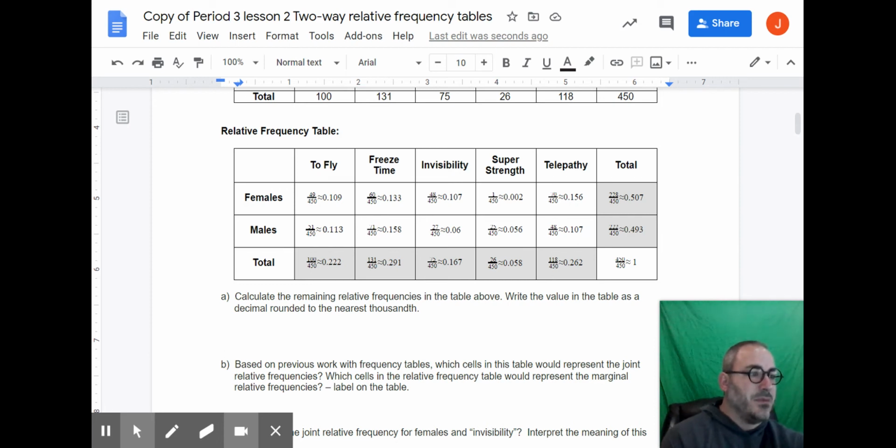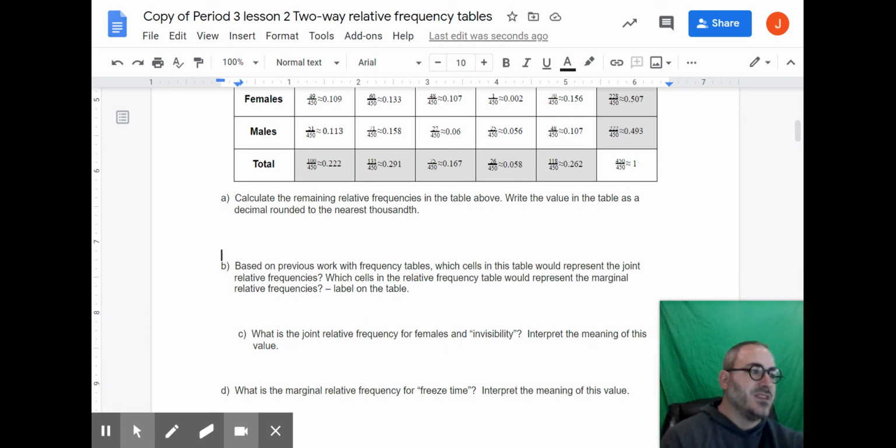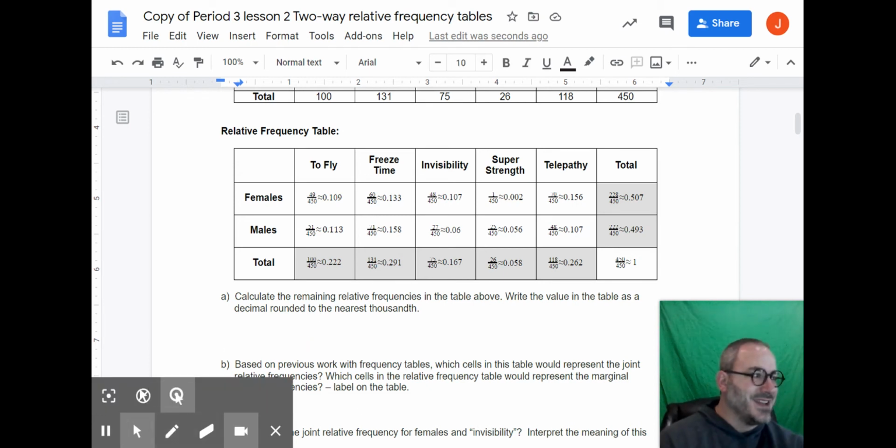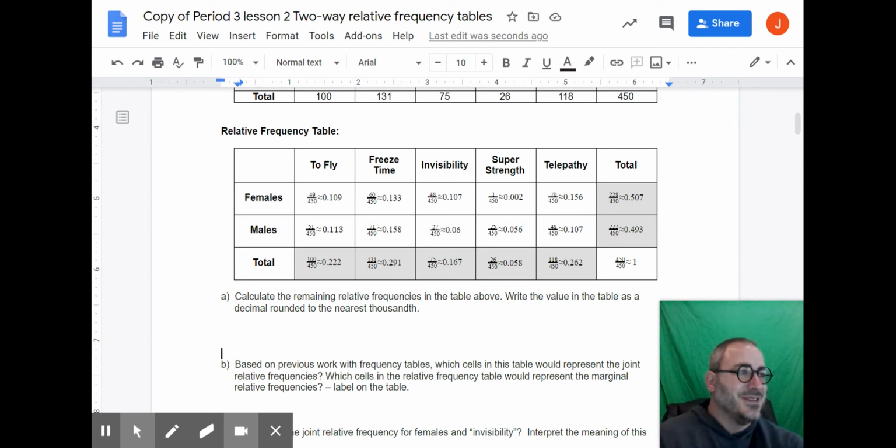We wrote the value in the table as a decimal rounded to the nearest thousandth. We already did that. B, based on the previous work with frequency tables, which cells in this table would represent the joint relative frequencies? And which cells in the relative frequency table would represent the marginal relative frequencies? Label on the table. Oh, label on the table? That's not easy. How am I supposed to do that? I mean, I can do that really easy with my drawing tools for Screencastify, but I don't know how you're going to do it.